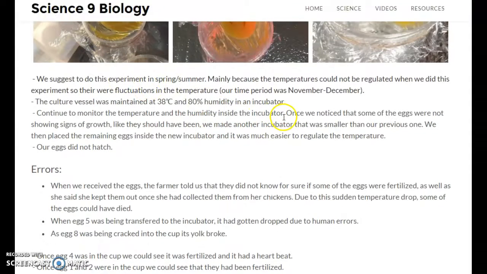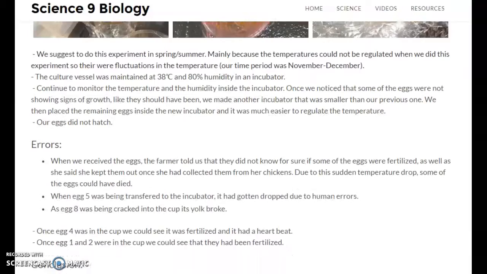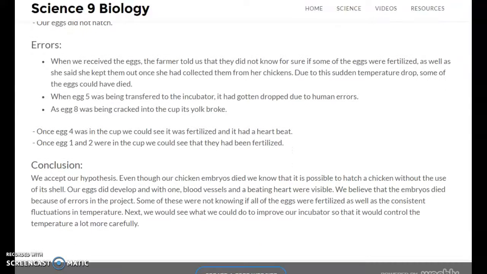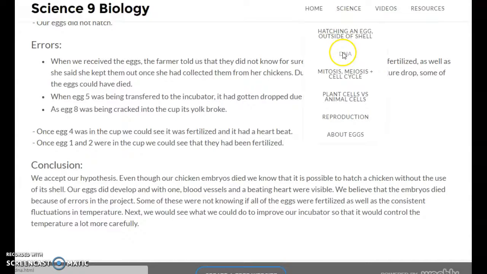Here we have some side notes, and underneath that is our errors, part of the reasons how come the eggs do not hatch. And then is our conclusion where we talk about what we would like to improve next time and some of the problems that we had. So then next, let's look at DNA.